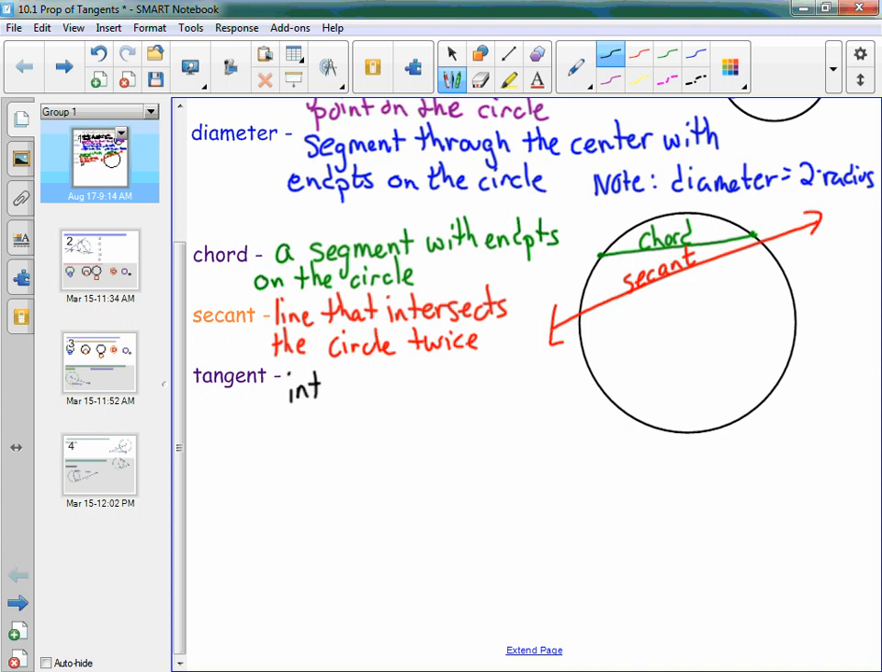All right, our last term is tangent. A tangent intersects a circle once and is perpendicular to the radius at the intersection.